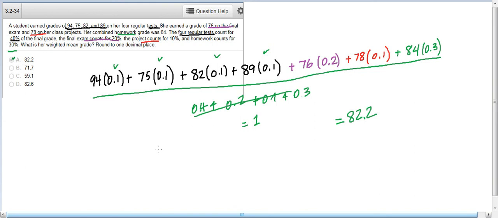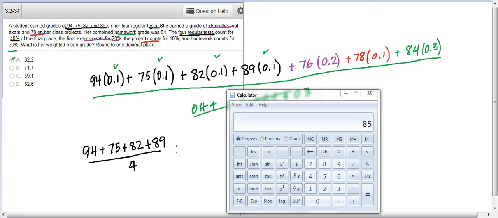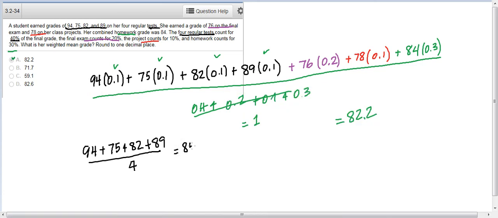And again, just to show you real quick, since we have some time left before this video stops, I'll show you that we can do the average of the 4 tests as well. So let's find that. I'm going to take 94 plus 75 plus 82 plus 89 and divide by 4. And so when I do that, I get 85. And then you can take 85 times the 40%, and you get 34.